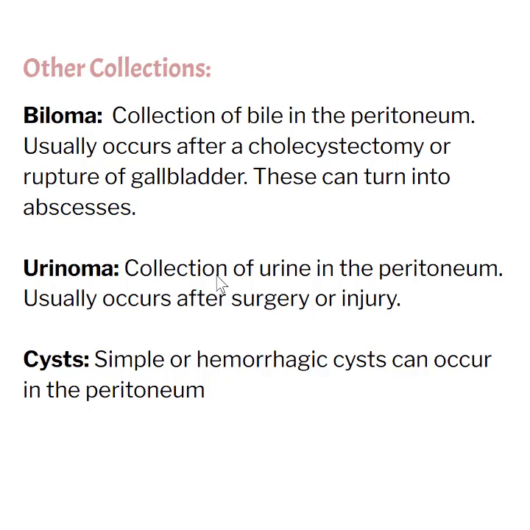Lastly, cysts can occur anywhere within the body. The peritoneum is not immune to cystic formation, and they can be simple cysts, thin walls, anechoic with through transmission, or we might see some hemorrhagic cysts also occur, which are going to have more of a complex appearance to them.